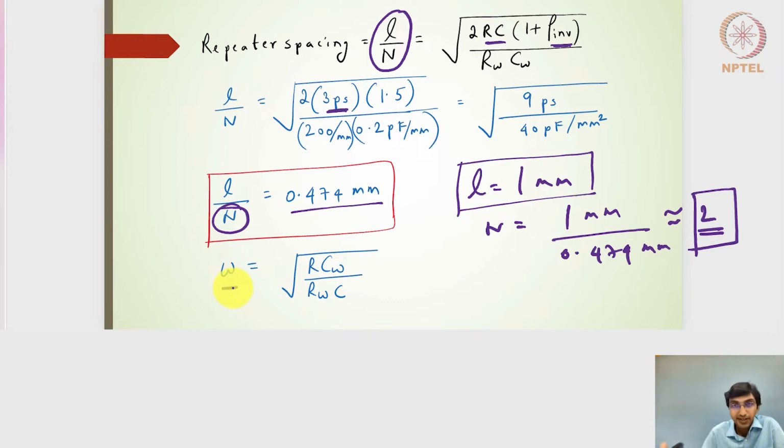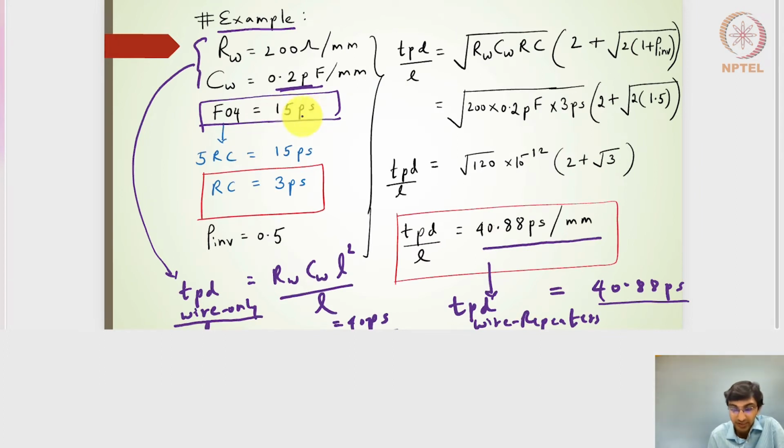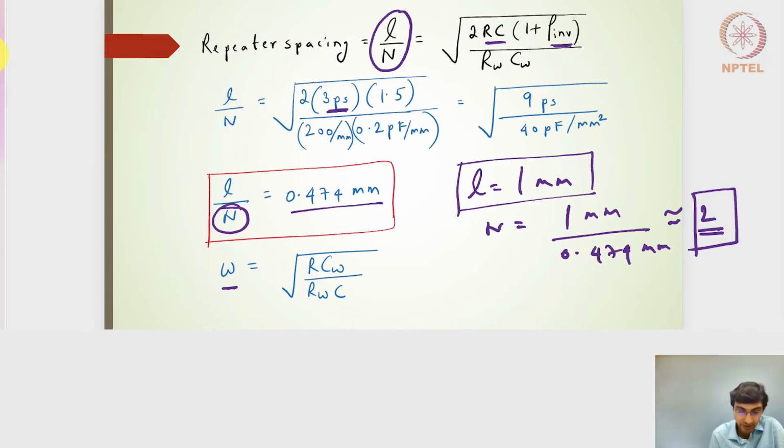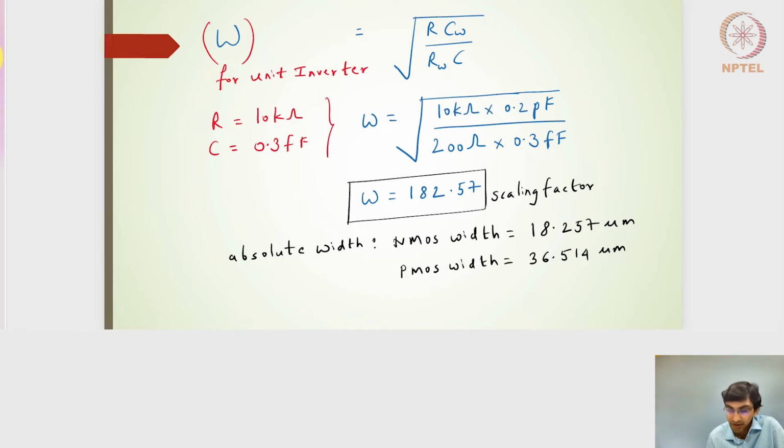Next, the optimized width of the repeater. If we have a length of 1 mm, then the number of segments is 2, so the number of repeaters I need to add is 1. What should be the width of that particular repeater? That is given by this particular expression. RW and CW are given, and FO4 is given as 15 picoseconds, but I don't really know the R value and the C value. So what I'm going to consider is for a unit inverter.